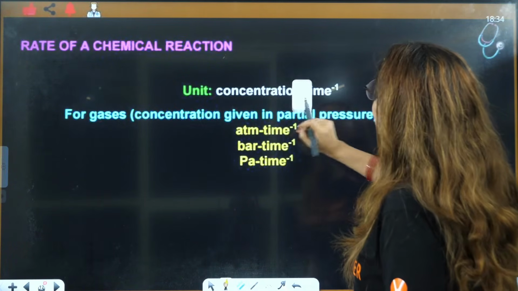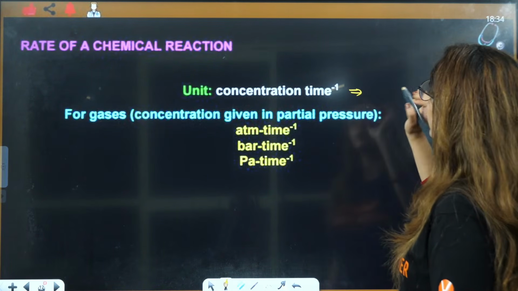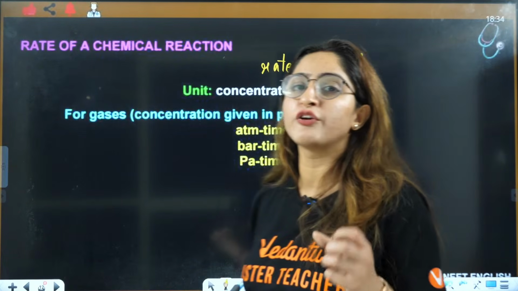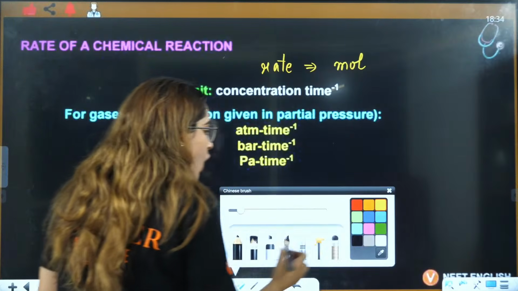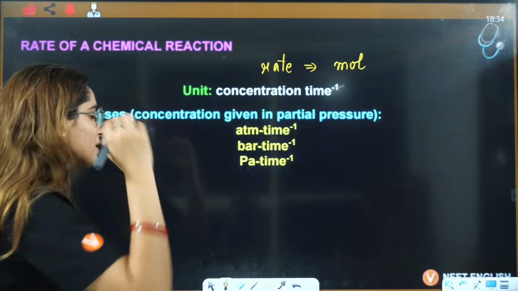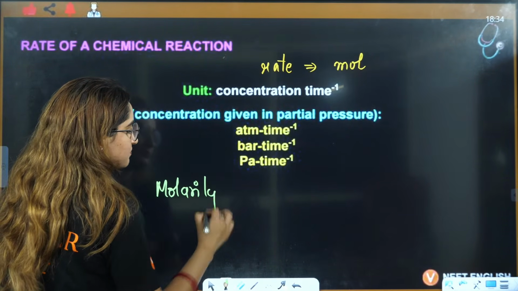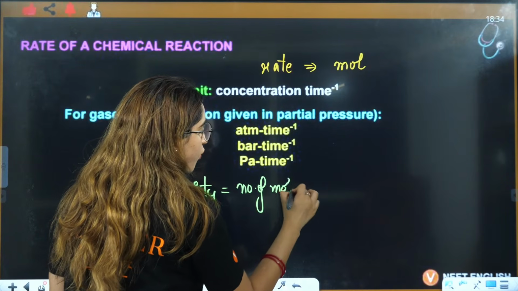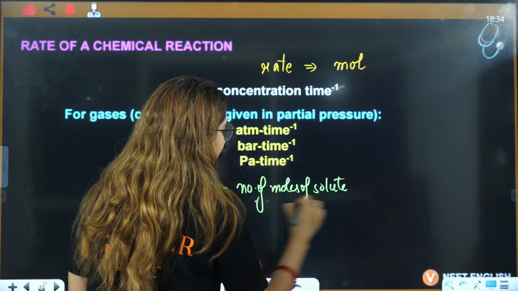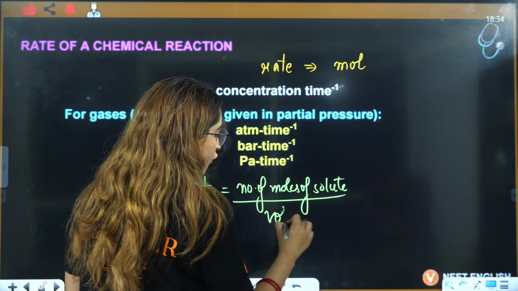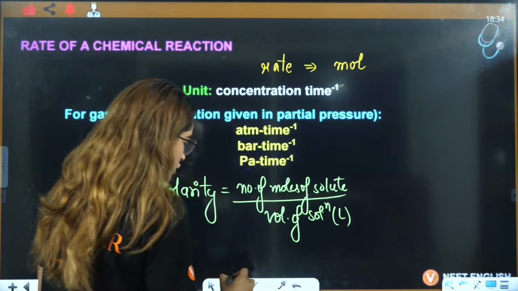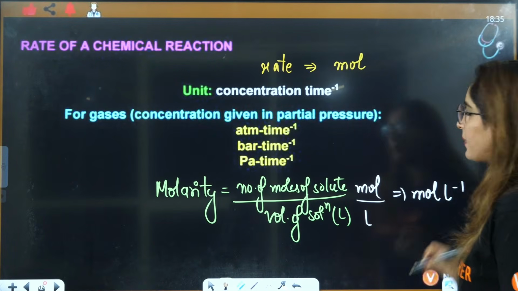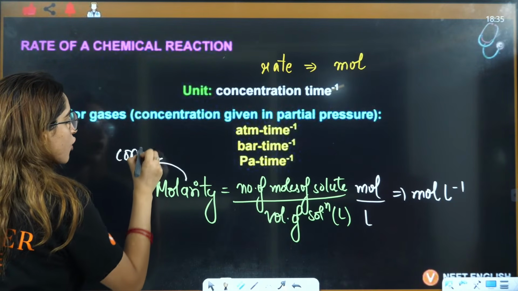So what you should know is that the unit is concentration per time. That means the unit of rate is, I'll just write it here, concentration in terms of molarity. Now, who will tell me what is molarity? This we have studied in concentration terms. That is number of moles of solute divided by volume of solution in liters. So can I say this will be mole and this is liter? So concentration units are mole per liter, right? This is molarity, that is concentration.